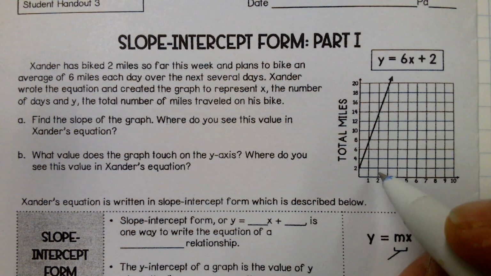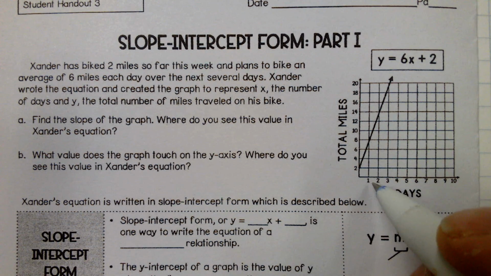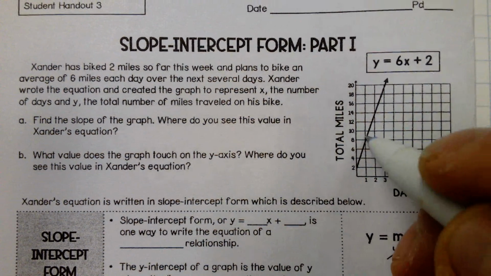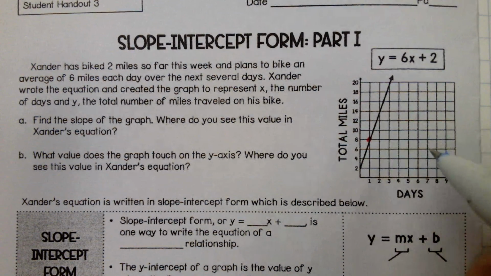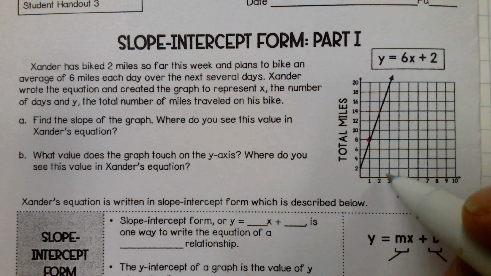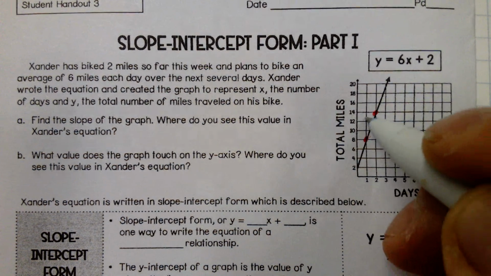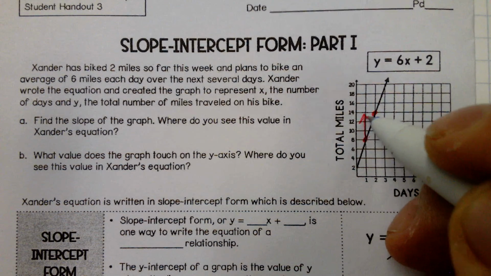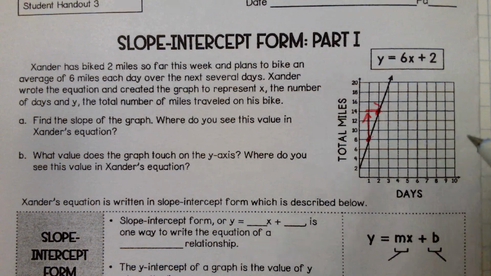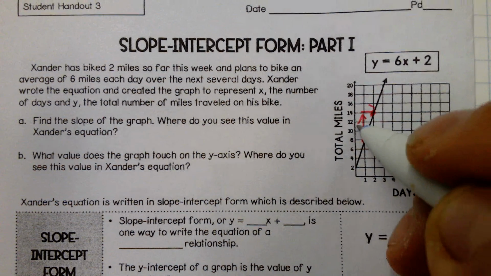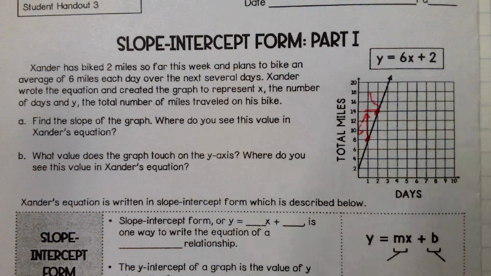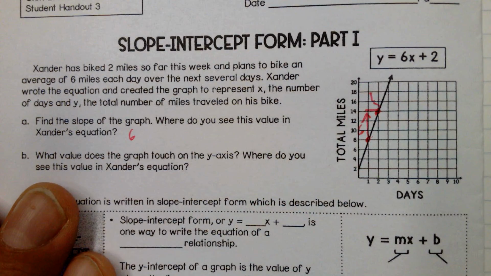So let's see. 1, 8. That's 1 point. What could be another possible point? 2, 14. So that would be 6 to 1, right? 6 miles for every 1 day, or just 6.